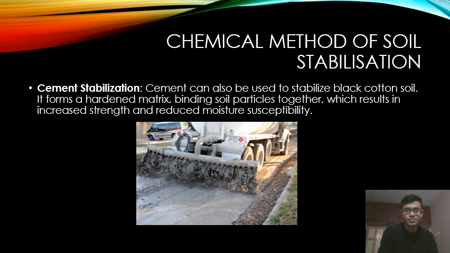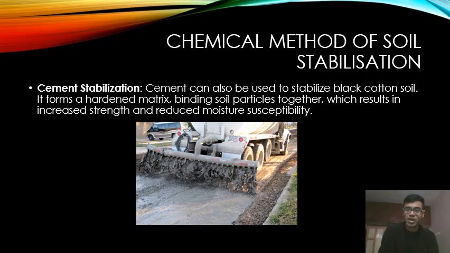Next thing is the cement stabilization process. In this figure also you can see that cement is added in place of the lime. So this is the cement stabilization process. Cement can also be used to stabilize black cotton soil. It forms a hardened mixture binding soil particles together, which results in increased strength and reduced moisture susceptibility.